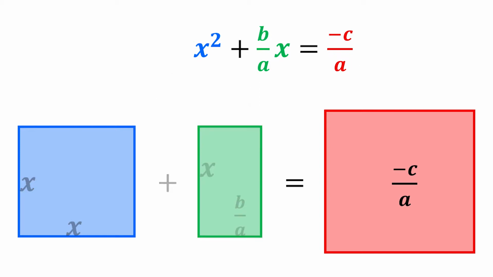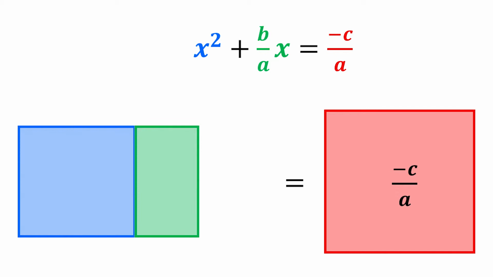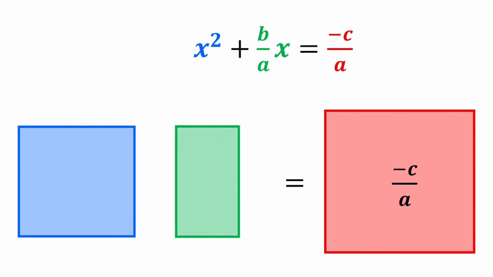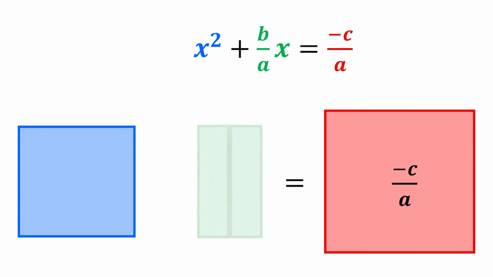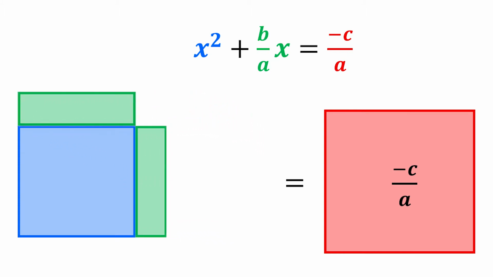The first thing we do is to add the two shapes together. The blue square and the green rectangle share a common side. This is the side length of x. We want to try and keep the overall shape of a square. So instead of just adding the green rectangle to the blue square and making one long rectangle, we will instead split the green rectangle into two and add the two halves to either side of the blue square. When we split the green rectangle into two, we are left with two smaller rectangles, both of length x, and a width of 1/2 times b over a, which is the same as b over 2a.